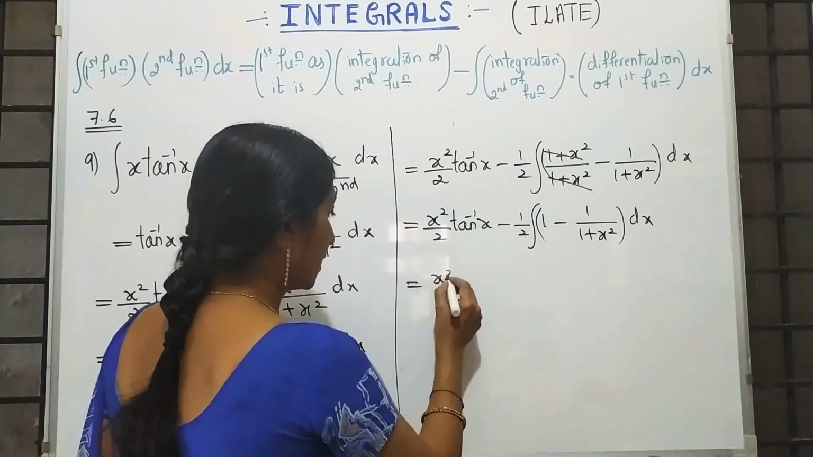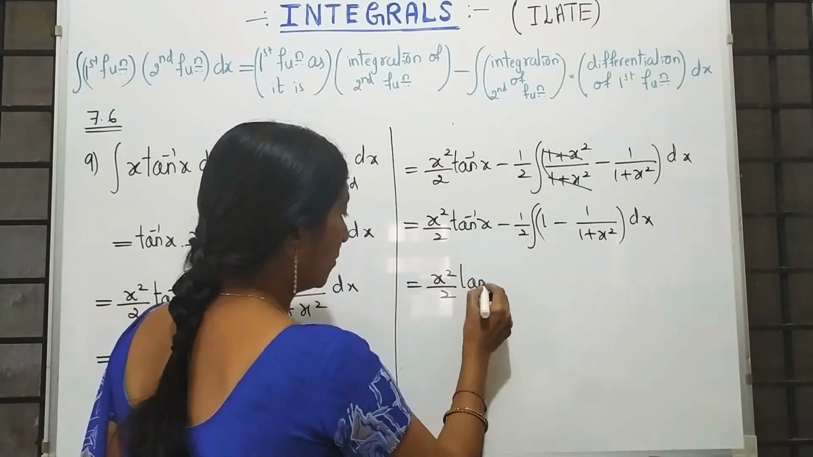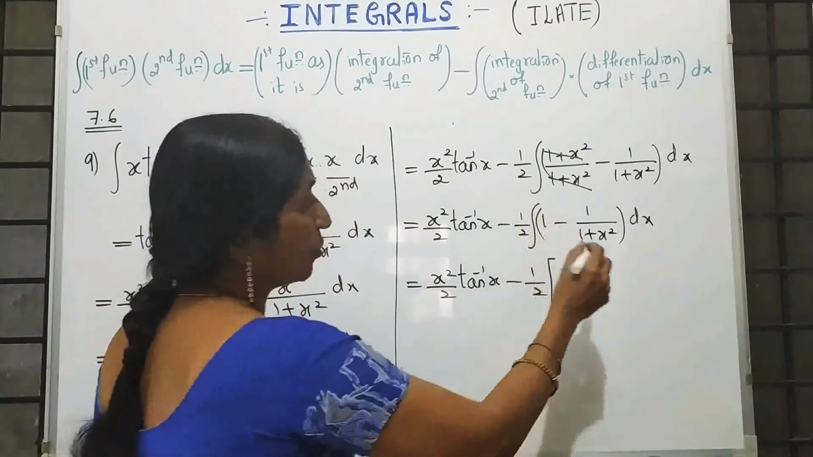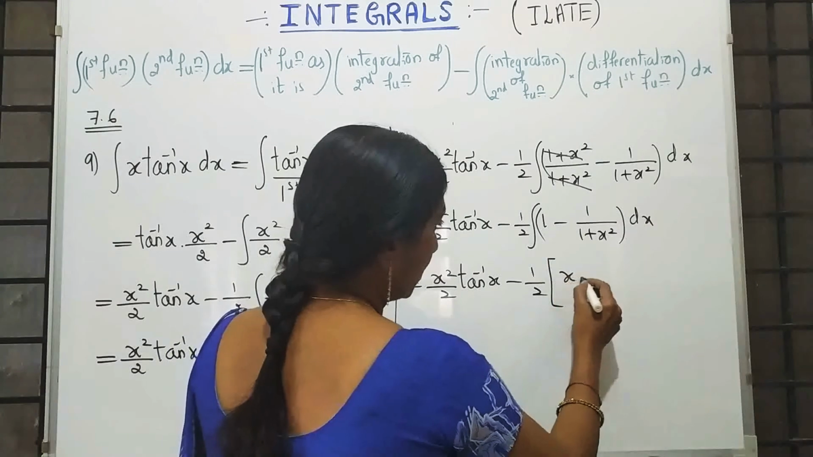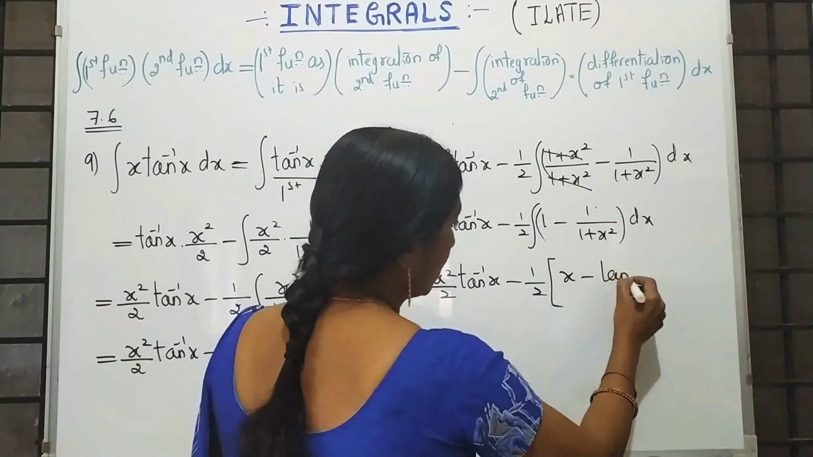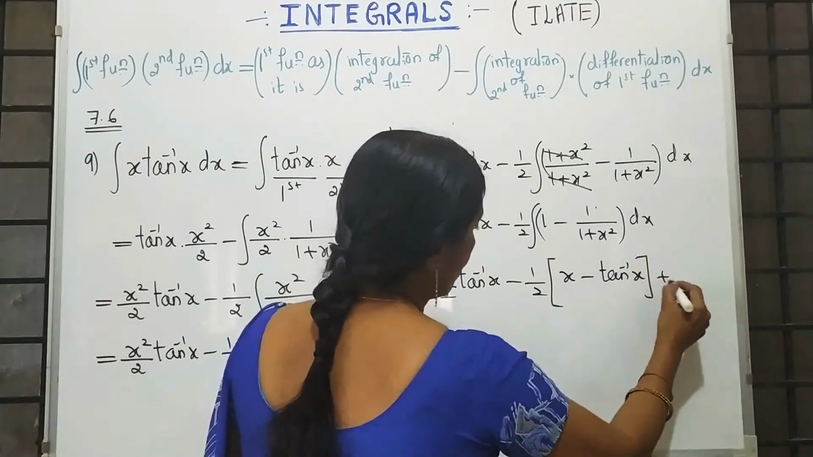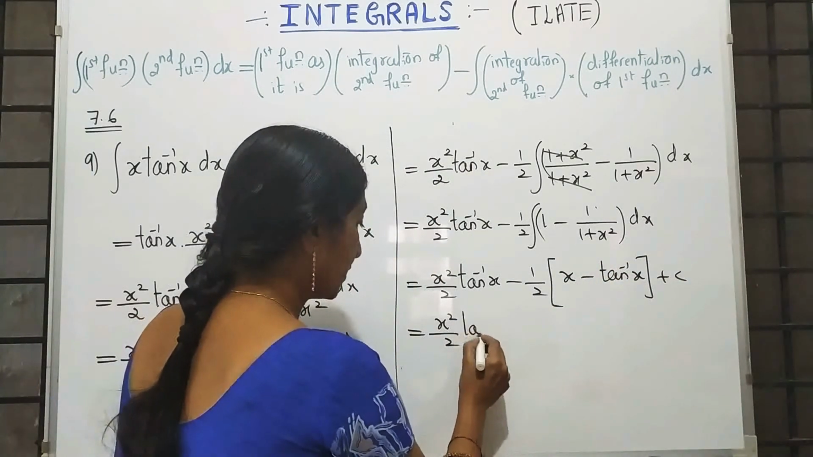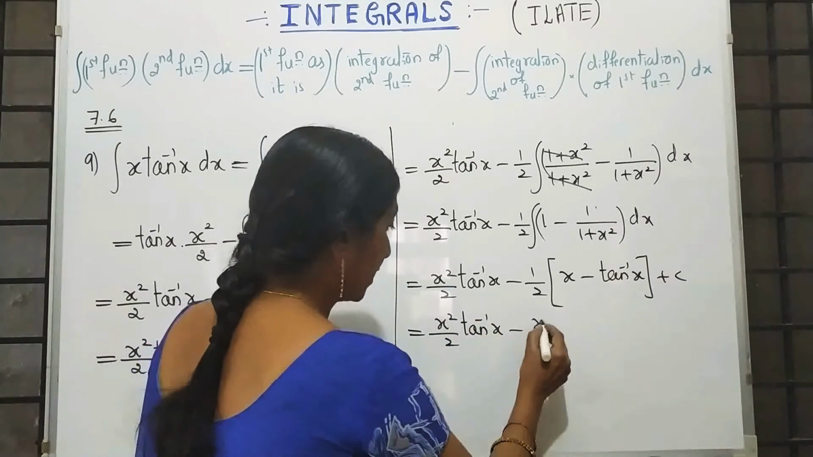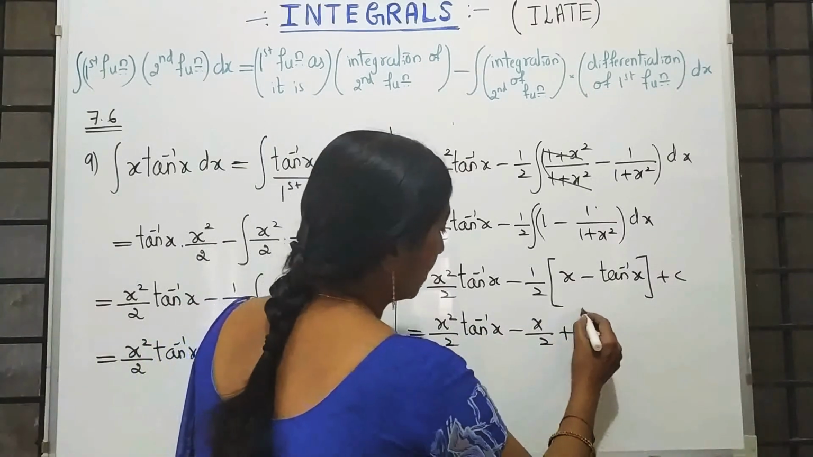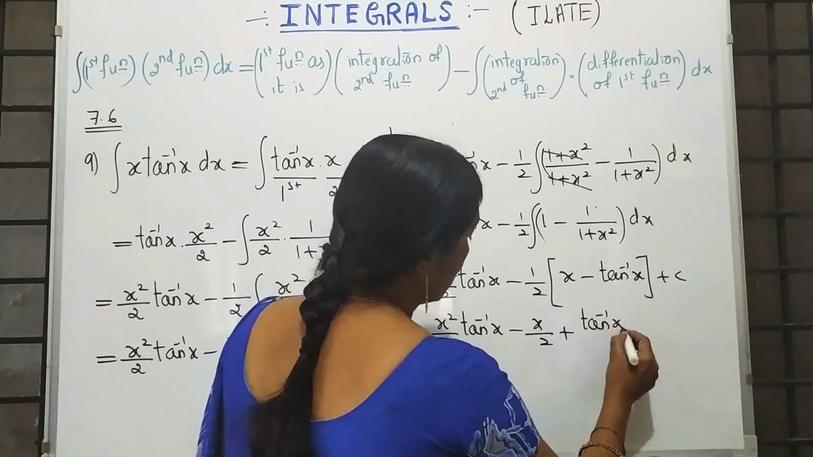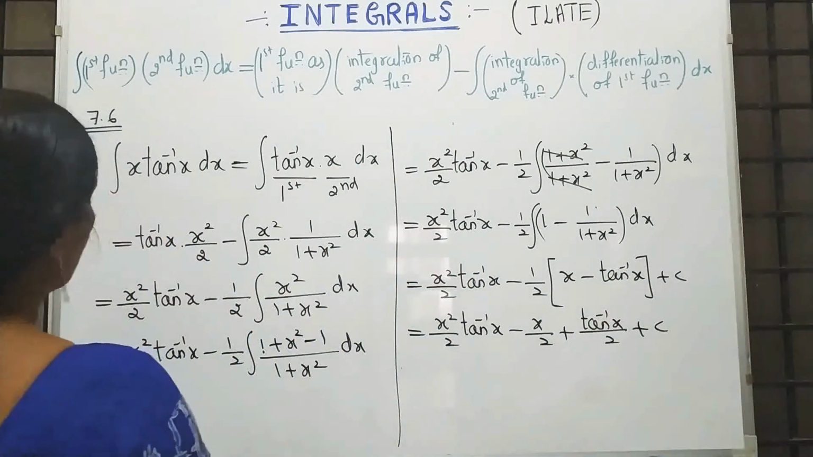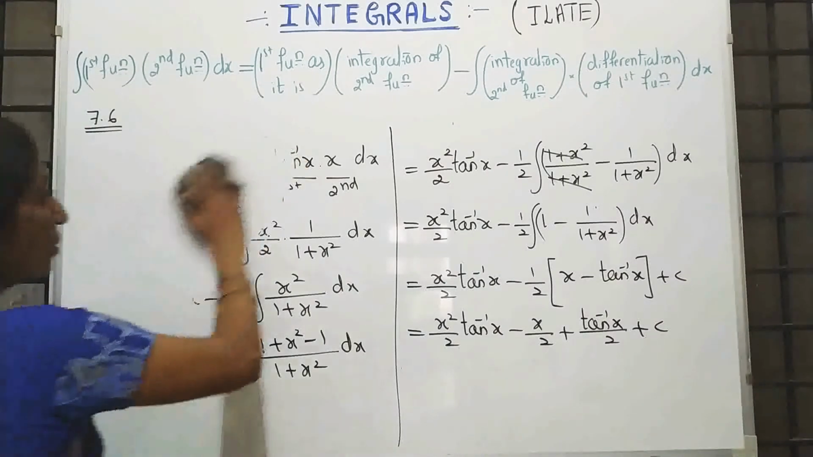So this is x square by 2 tan inverse of x minus 1 by 2 in the bracket. Integration of 1 with respect to dx means x, and this is tan inverse x. Remove the bracket, take 1 by 2 inside the bracket. It is x square by 2 tan inverse x minus x by 2 plus tan inverse x upon 2 plus c. See, is it simple or what? Next, moving to the next question.